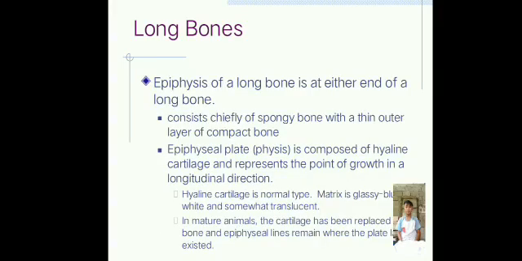Epiphysis of a long bone is at either end of a long bone. It consists chiefly of spongy bone with a thin outer layer of compact bone. Epiphyseal plate (physis) is composed of hyaline cartilage and represents the point of growth in the longitudinal direction. Hyaline cartilage is the normal type. Matrix is glassy, bluish white, and somewhat translucent. In mature animals, the cartilage has been replaced by bone and epiphyseal lines remain where the plate last existed.